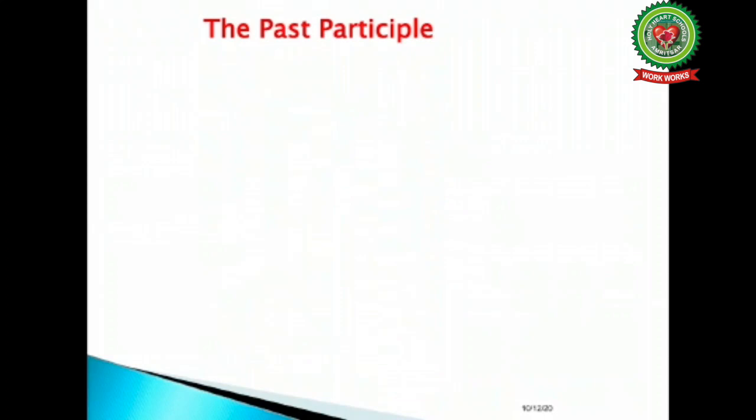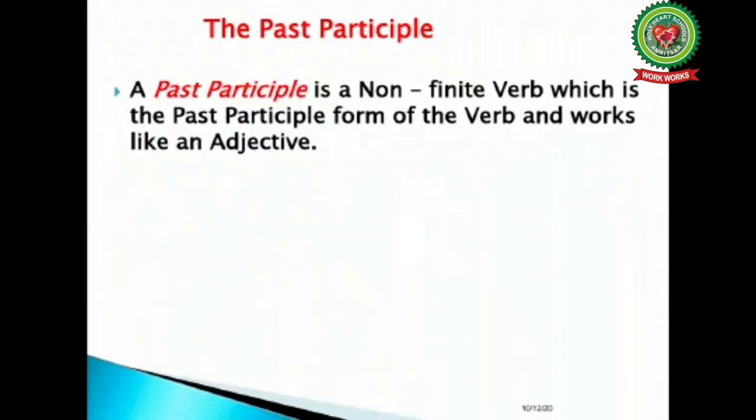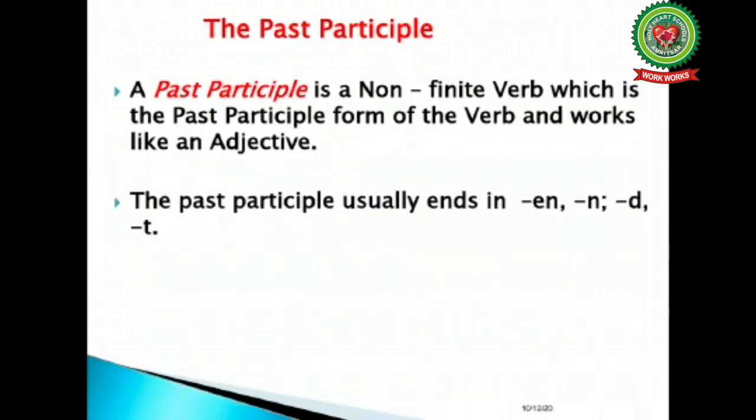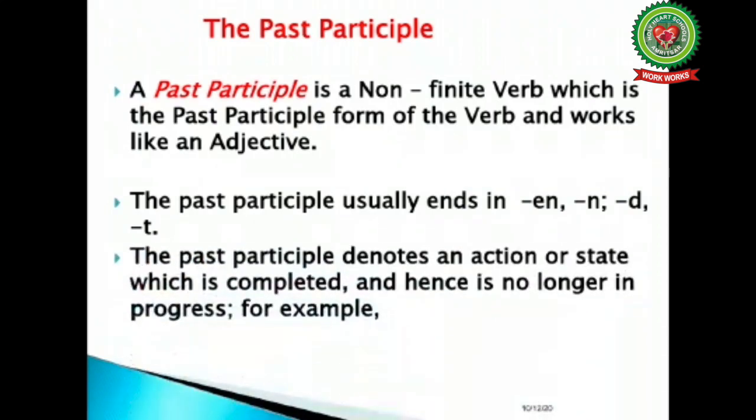The past participle. A past participle is a non-finite verb which is the past participle form of the verb and works like an adjective. Let us consider an example. The past participle usually ends in en, n, d, and t. The past participle denotes an action or state which is completed and hence is no longer in progress.